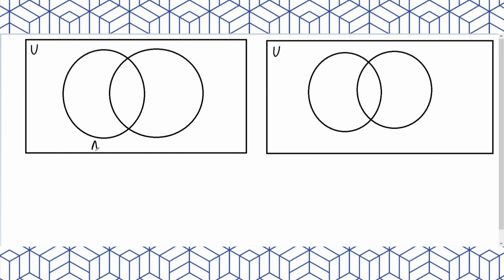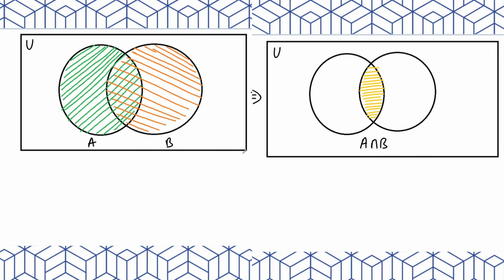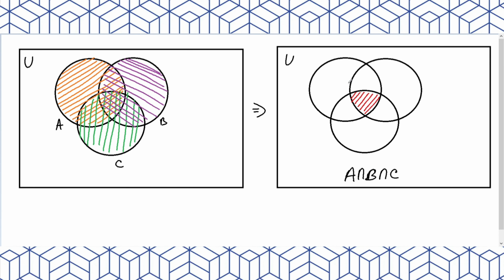Representation of A intersection B in a Venn diagram is similar to A union B. First draw green lines to represent set A and orange lines to represent set B. The intersection of A and B is the region where all lines are intersecting. The same thing goes for representing the intersection of three sets.